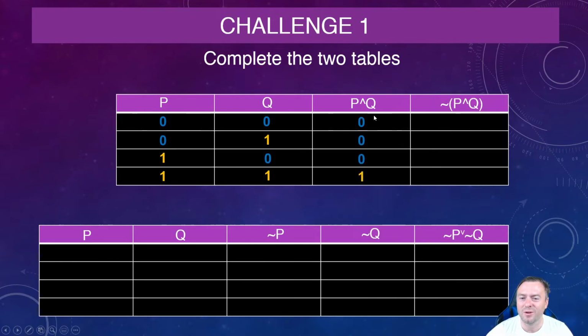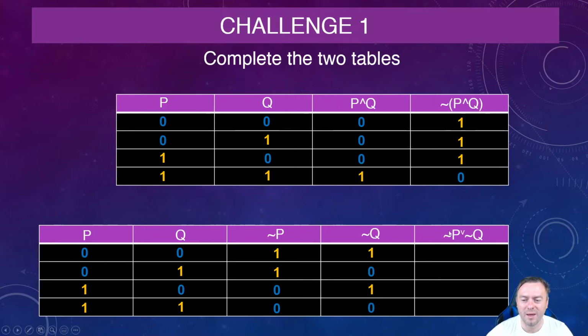Then if we do the NOT of this, we just invert it. So we get 1, 1, and then we get a 0 at the end. Then if we do exactly the same for this one down here, we'll go 0, 0, 0, 1, 1, 0, then 1, 1. So the NOT of P is when we flip all those, so that becomes 1, 1, 0, 0. The NOT of Q, we flip all those, so that becomes 1, 0, 1, 0.